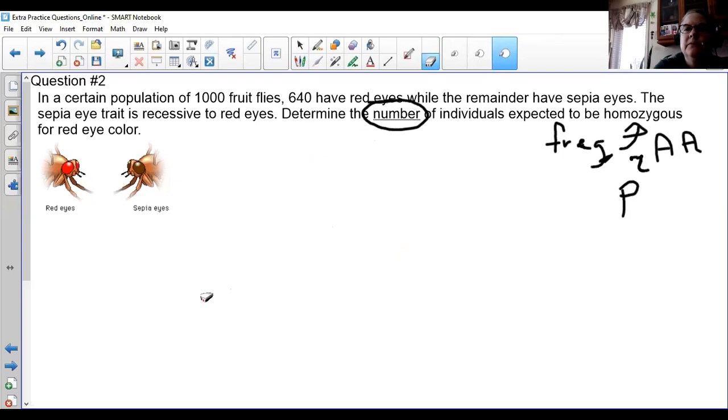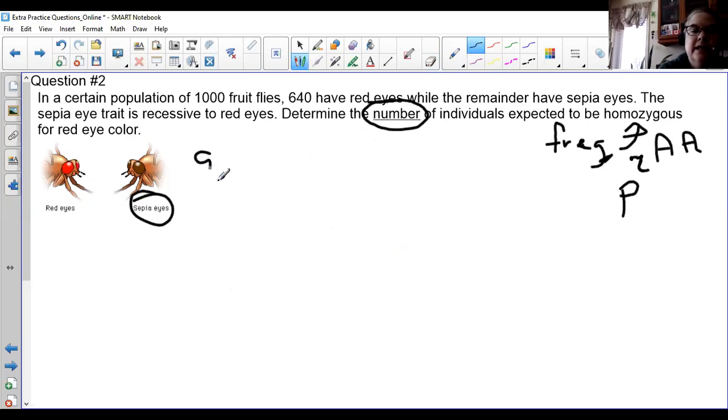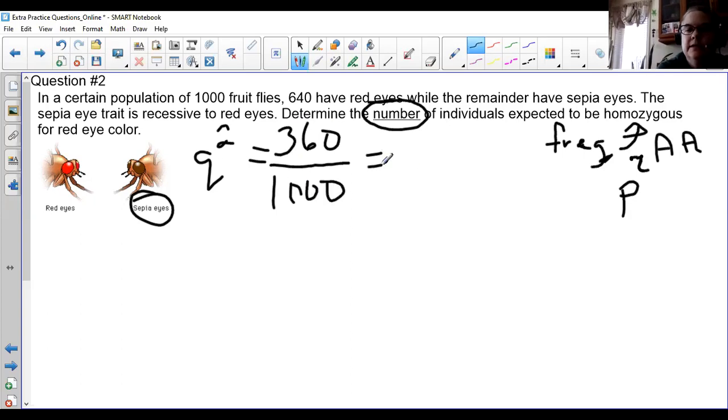Okay, and let's go back to this. If 640 have red eyes, then we know that 360 have to have the sepia colored eyes because that's the recessive trait. So I'm looking at the frequency of individuals with the recessive trait is 360 over 1,000, which equals 0.36. All right, there's my q squared. Now I need a p, so what's my next step to get the p value?